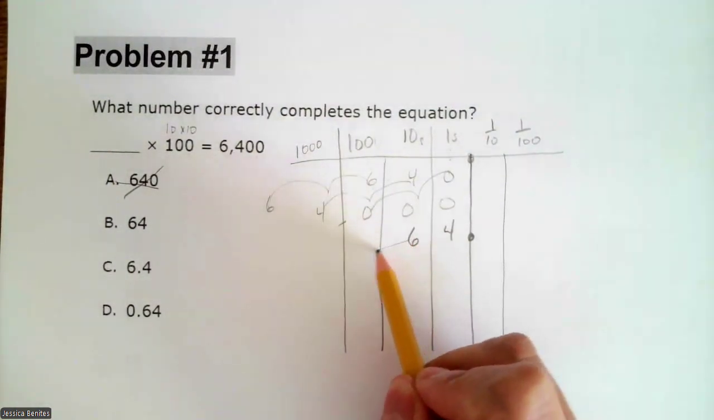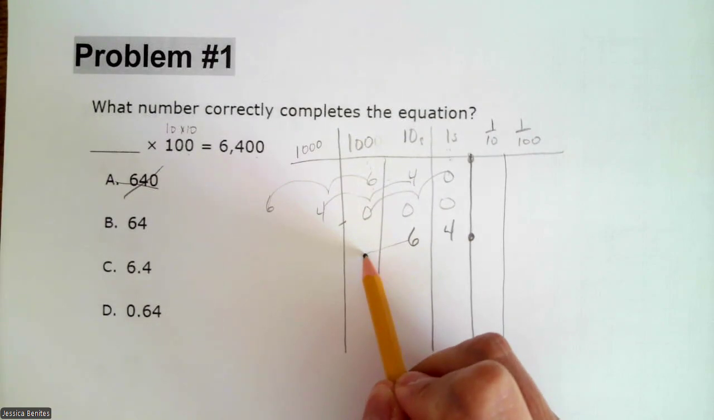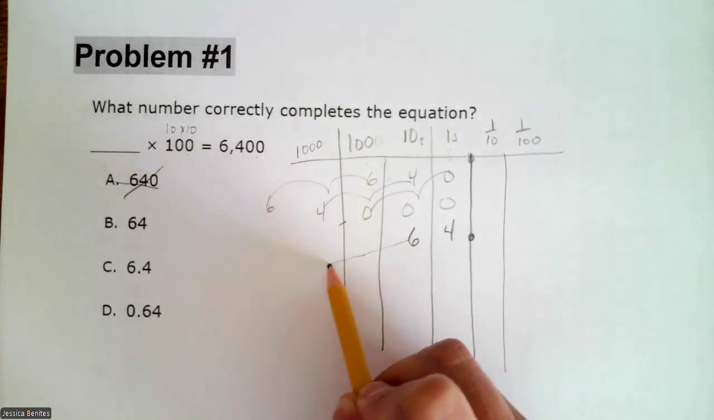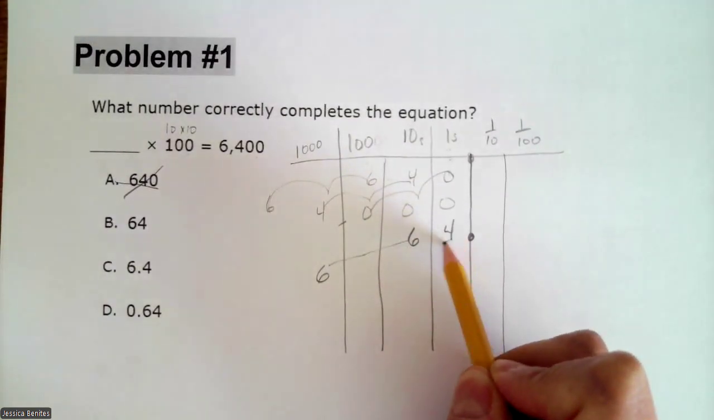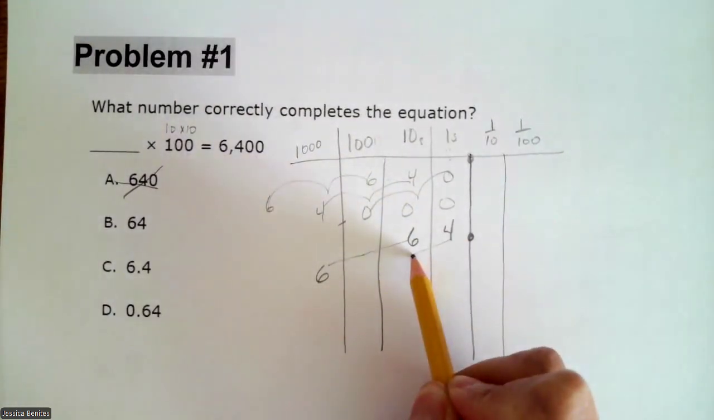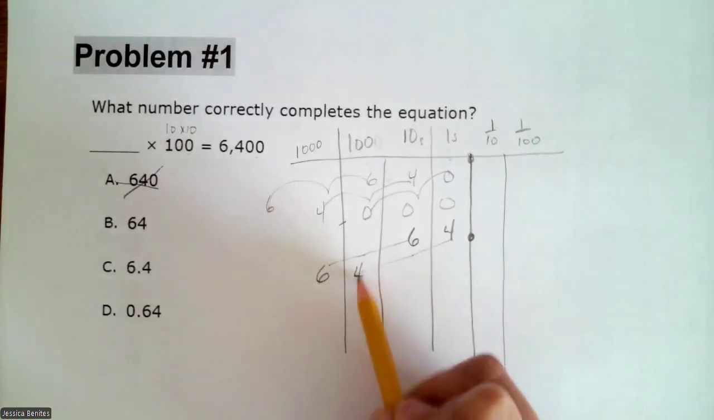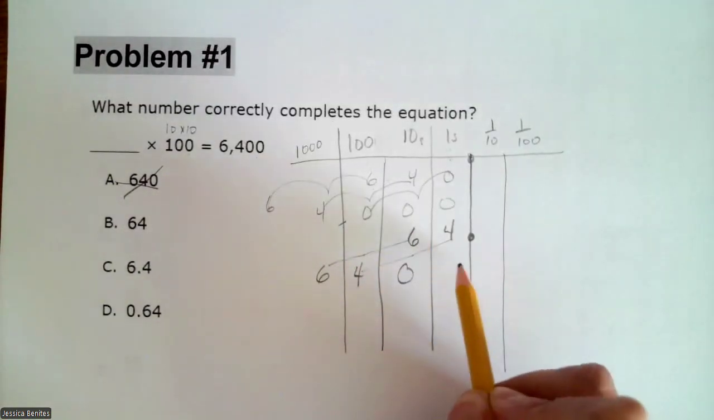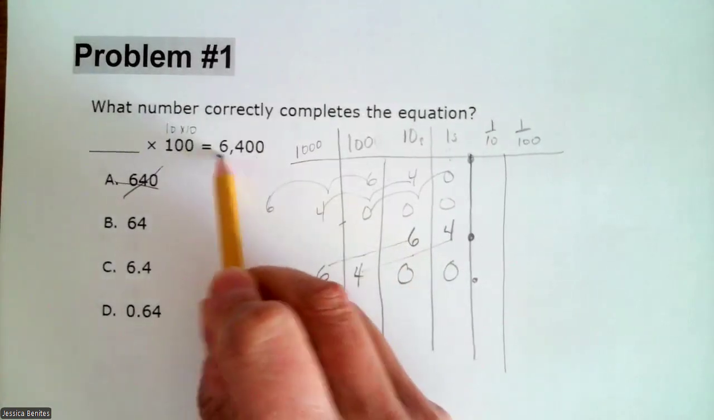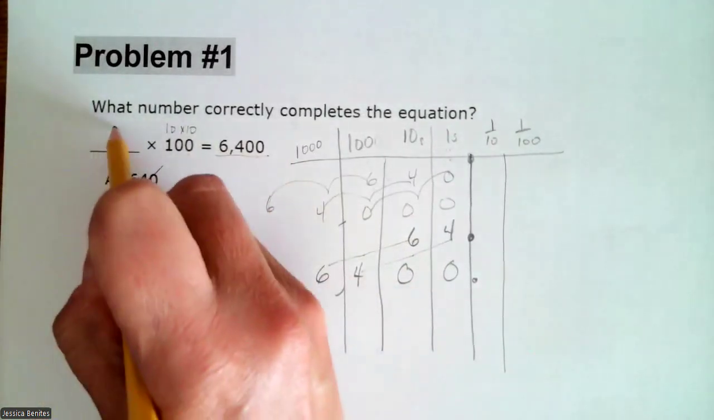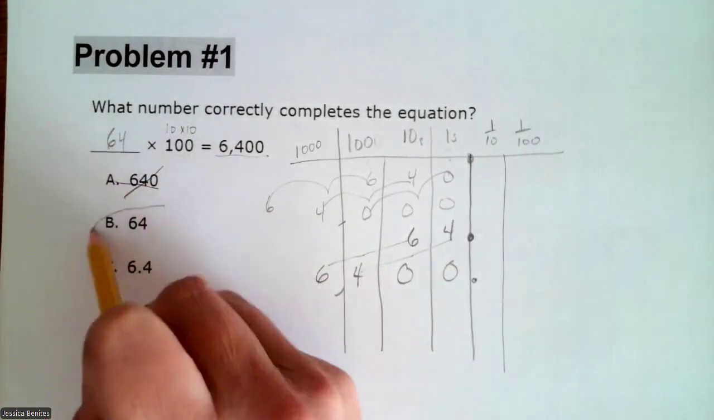So 6 tens times 10 would give me 600. 600 times 10 is going to give me 6,000. So 4 times 10 would give me 40. 40 times 10 would give me 400. Then I could put the place values in here. 6,400. Does that equal 6,400? 64 is your answer. I hope this helped you.